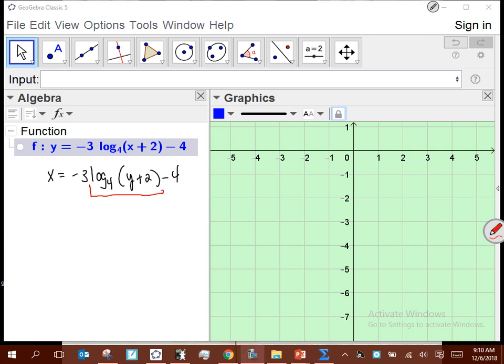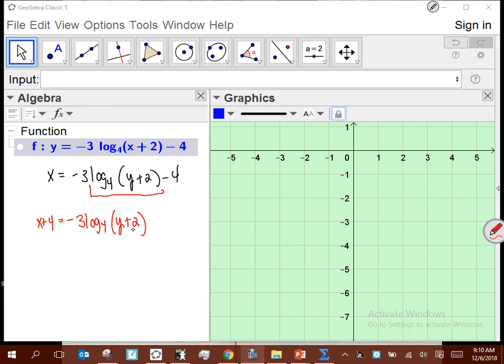I'm going to apply my definition of a logarithm to turn it into an exponential. I have to isolate that part first. It's kind of like dealing with square roots and things of those natures. If I have a root equation, don't I have to isolate the root before I start squaring things? So I have to isolate that before I start taking the inverse. Okay, so I'm going to add 4 to both sides, because x plus 4 is equal to -3 log base 4 of y plus 2.